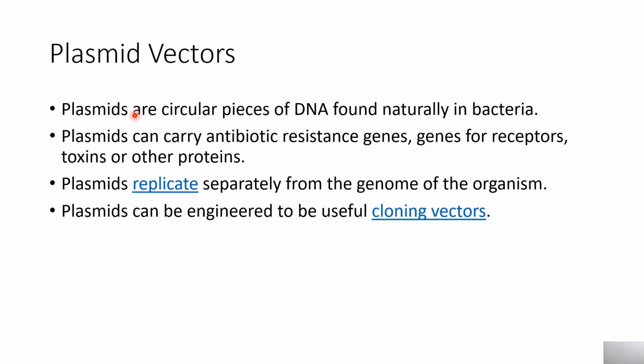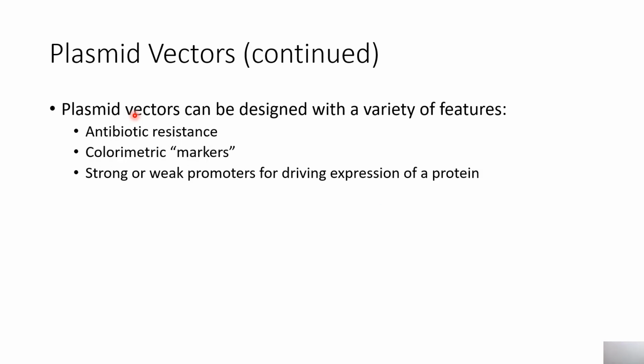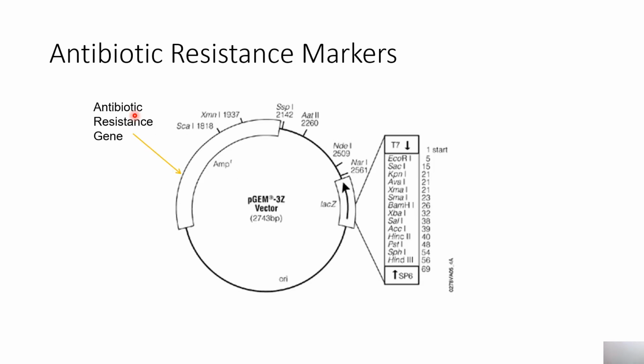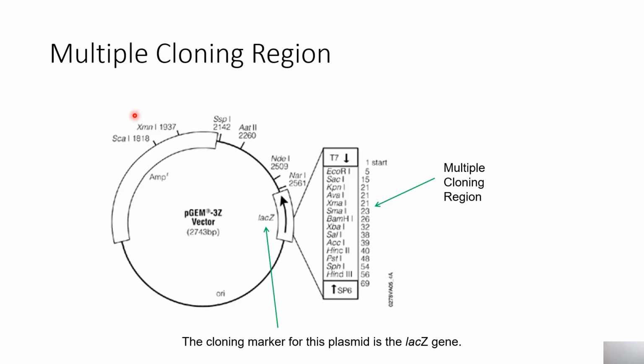Now, plasmids are circular pieces of DNA found naturally in bacteria, so they can carry antibiotic resistance genes, genes for receptors, toxins, or other proteins, and they replicate separately from the genome of the organism. So, they can be engineered to be useful cloning vectors. Plasmid vectors can be designed with a variety of features: antibiotic resistance, colorimetric markers, strong or weak promoters for driving expression of a protein. So, this is an antibiotic resistance marker. This is a multiple cloning site.